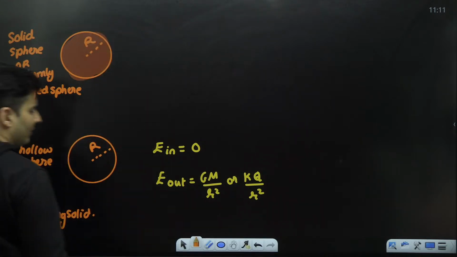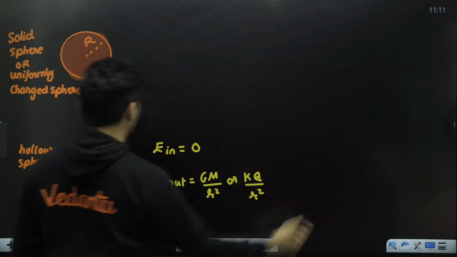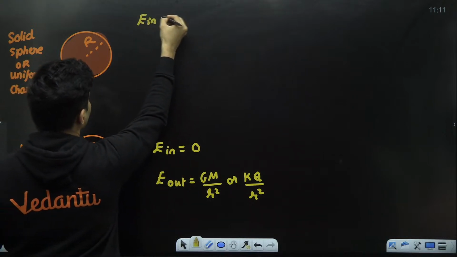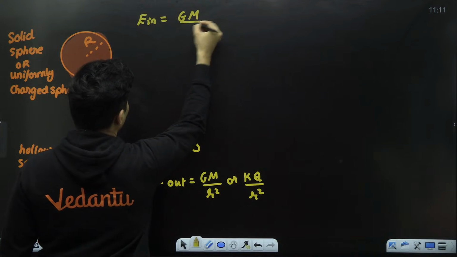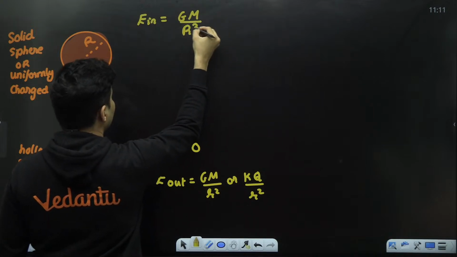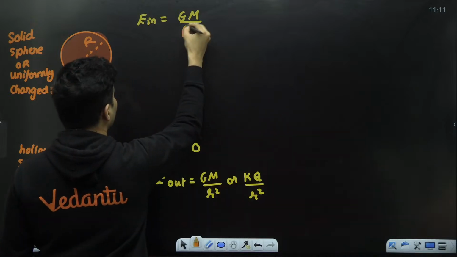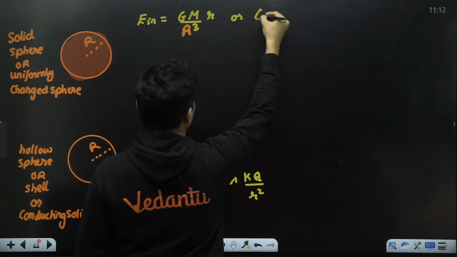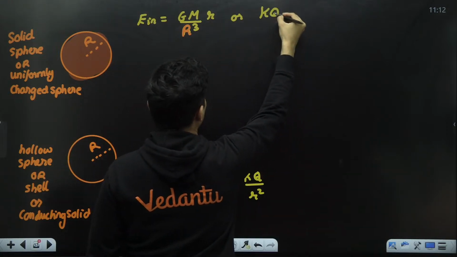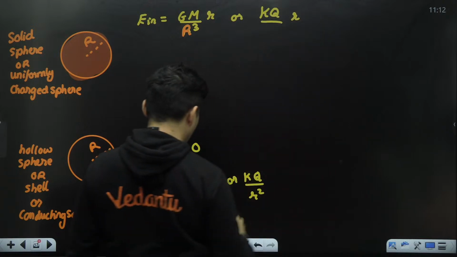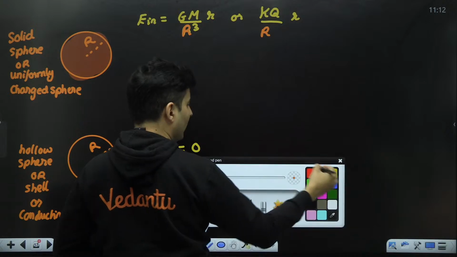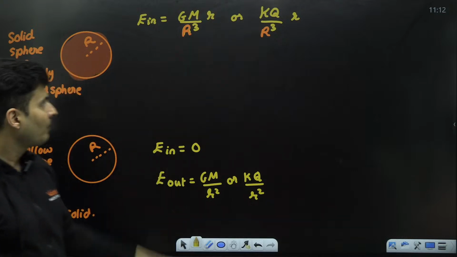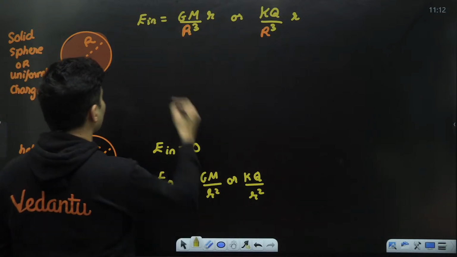Whereas if you talk about the solid sphere or a uniformly charged sphere, then the gravitational field inside is GM divided by R cube, the radius of that particular sphere, and then you will get small r. In case of electricity, it is nothing but kQ divided by R cube, times small r. That is what the difference is. Instead of G, you have K. Instead of mass, you have Q. It is proportional to r. Keep that in mind. This is inside.